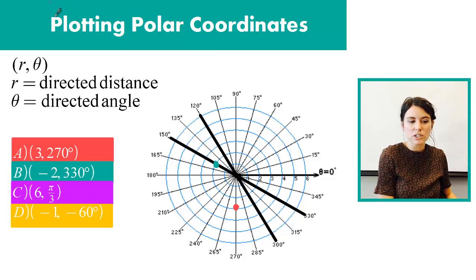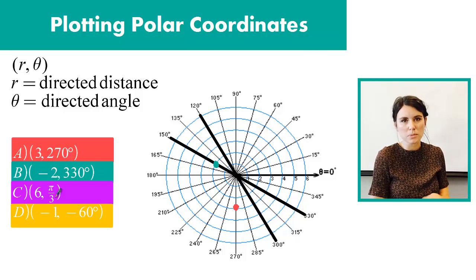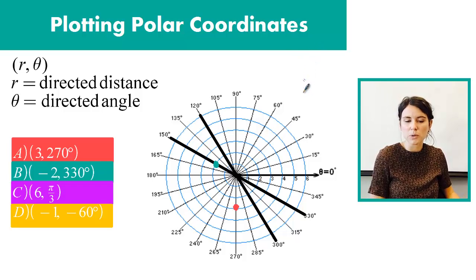The next one we're going to do is 6, pi thirds. I wanted to throw some radians in there so we're just familiar with them. Remember, pi thirds is 60 degrees. So I start at 60 degrees and then I'm going out to 6. So I'm going to be right here. That's my polar point. And then the last one I'm going to do is -1, -60.